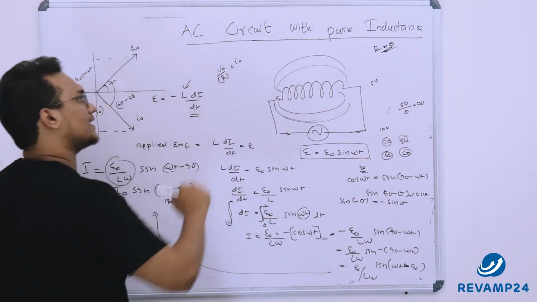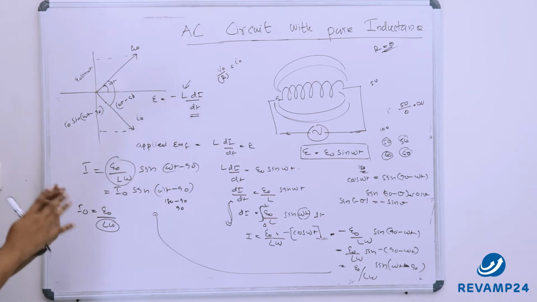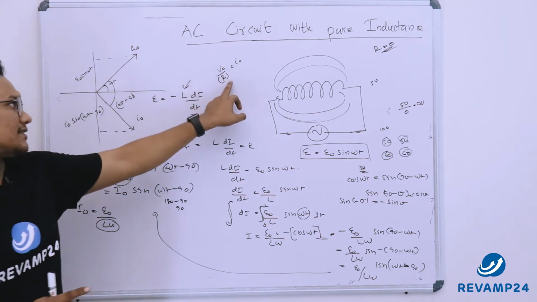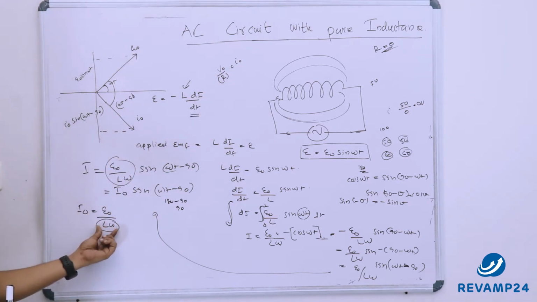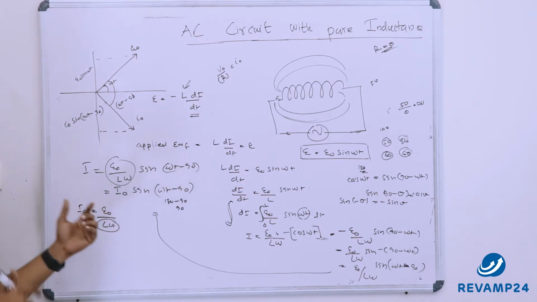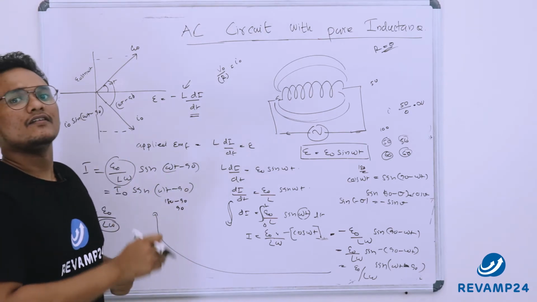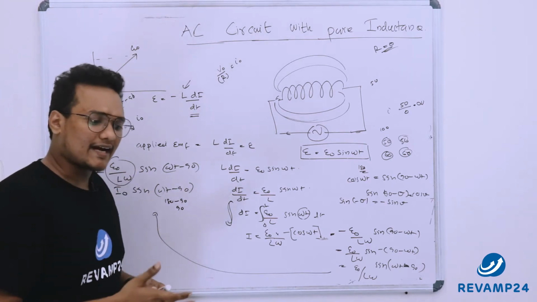So I can't call it resistance, but it has the same significance, or it is doing the same work that resistance is doing. As L omega value is increasing, the current will decrease. So this L omega is basically opposing the current. So instead of calling it resistance, we are going to call it reactance.